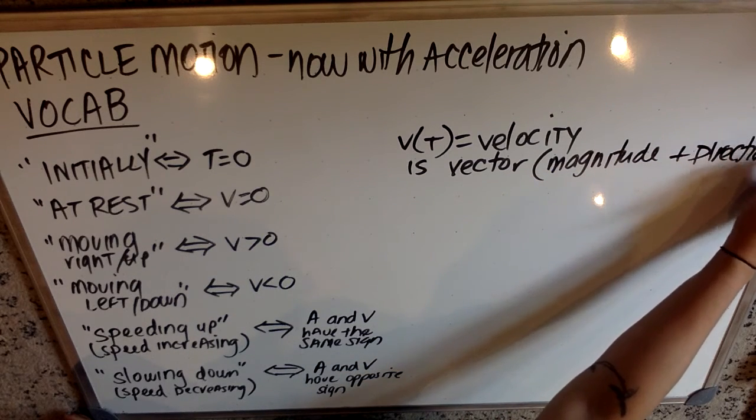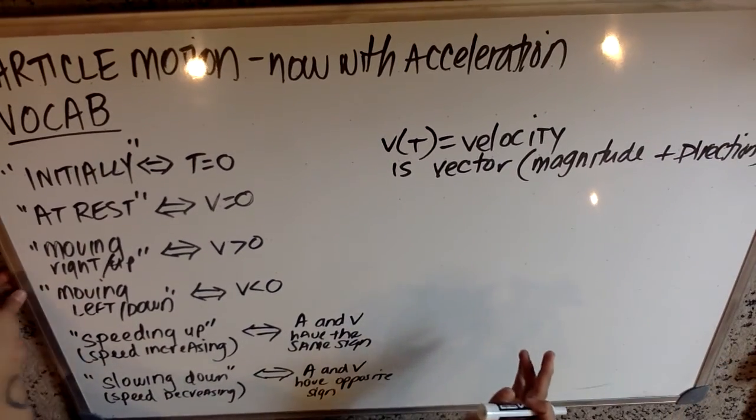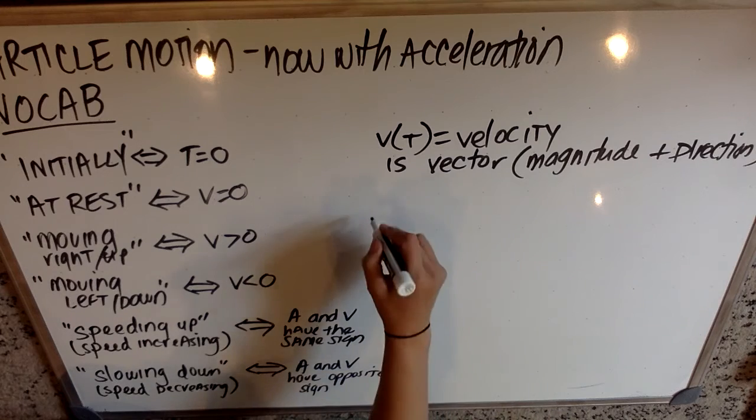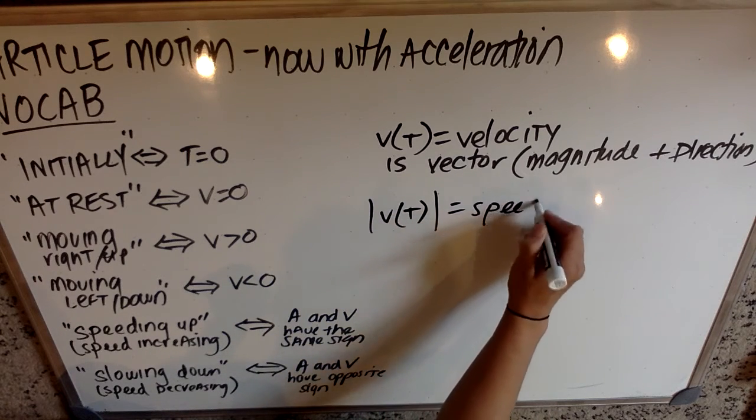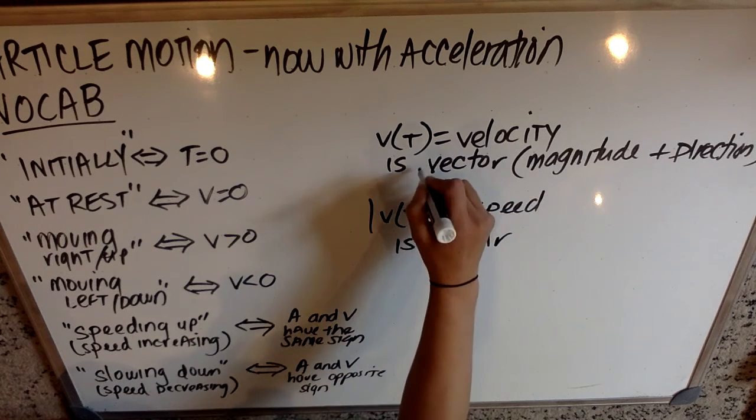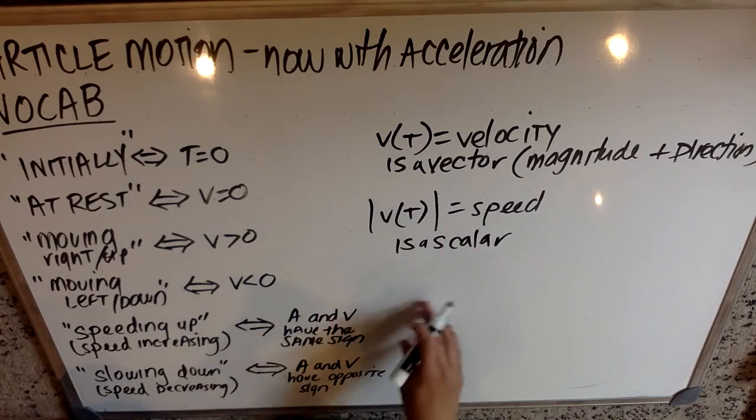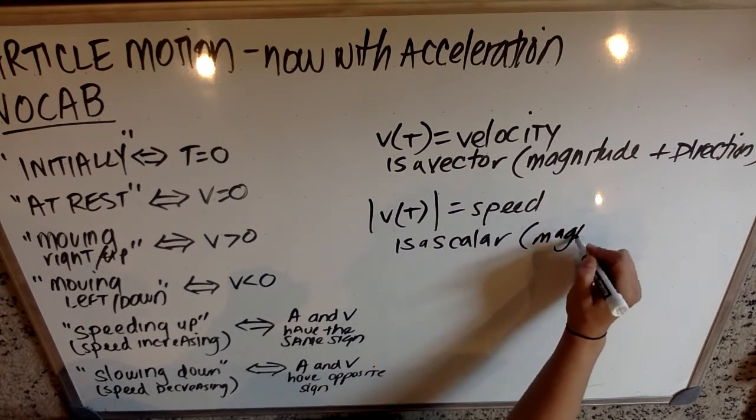Okay, so my velocity can be negative. I can be falling out of that helicopter, right? I can have negative velocity. But speed, the absolute value of velocity, is a scalar. I should say a scalar, because it's a noun. So it's a scalar, which means that it's got magnitude only.